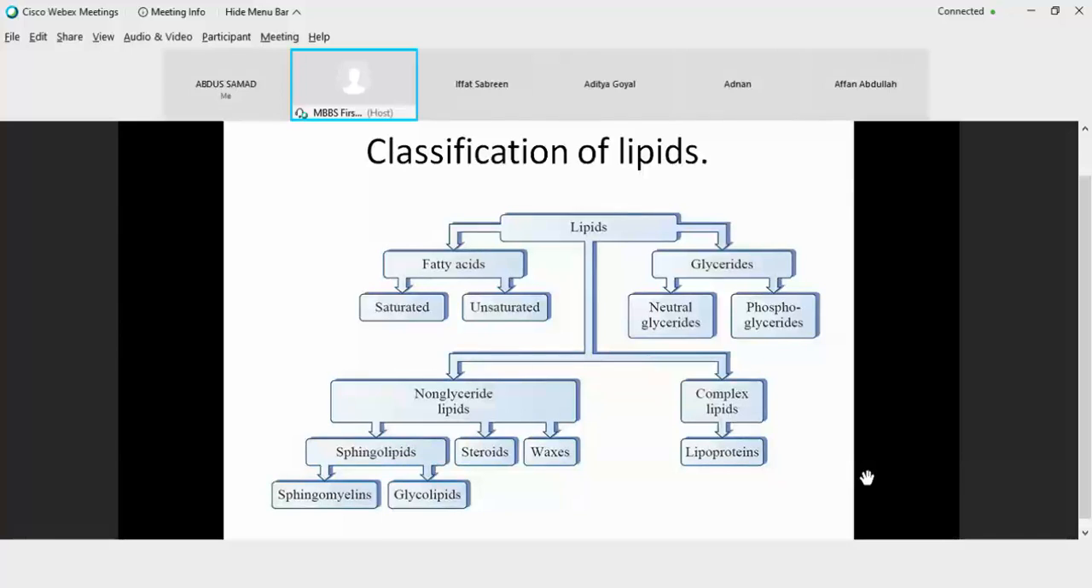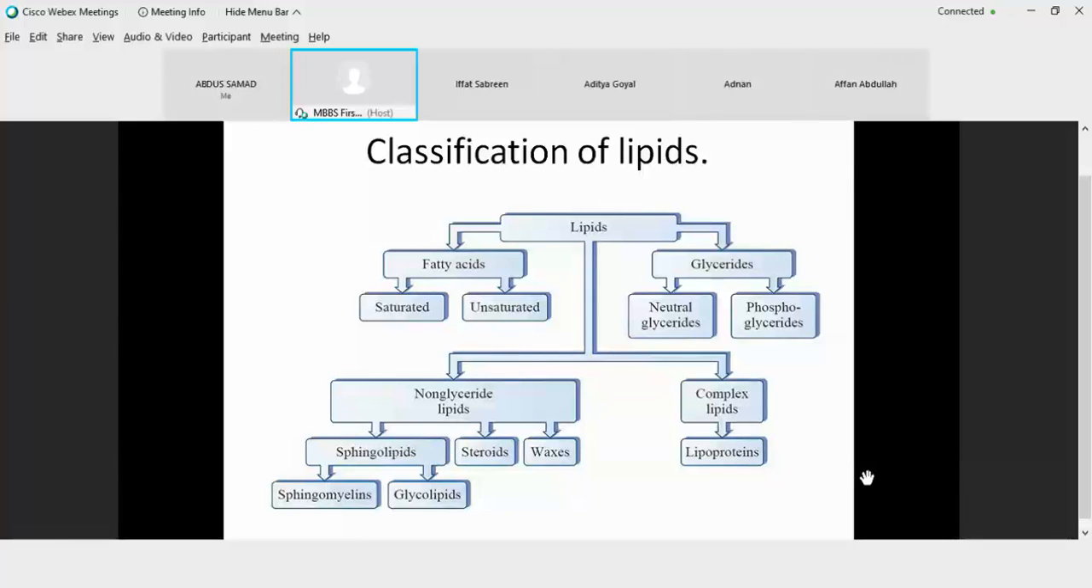Then we have glycerides. When we use the term glyceride, it means the glycerol backbone will be there. So in terms of glycerides, we could have neutral glycerides and we could have phosphoglycerides. Then we had non-glyceride lipids. Non-glyceride lipid means our backbone will not be glyceride but will be some other alcohol. And in the human system, we have a sphingosine to which a fatty acid and a component of an alcohol is attached.